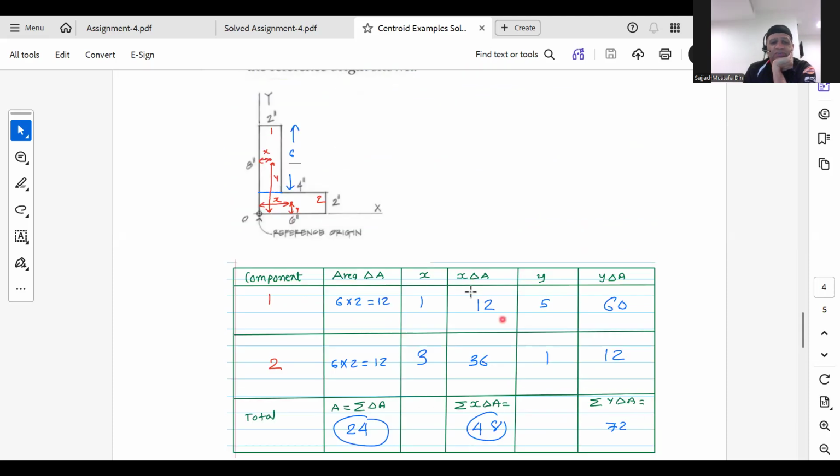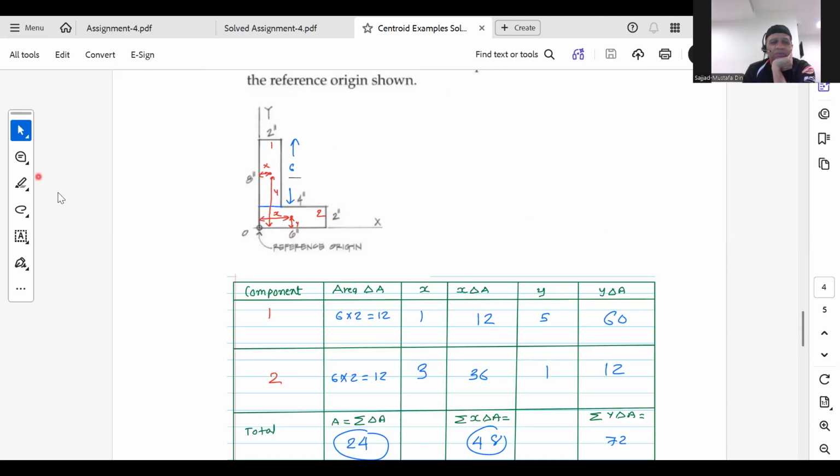So what would that centroid be? X bar would be 2, Y bar would be 3. So x is 2. That's right here, about here somewhere. Okay, so hopefully that makes sense to you.